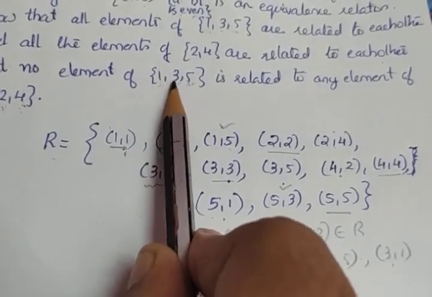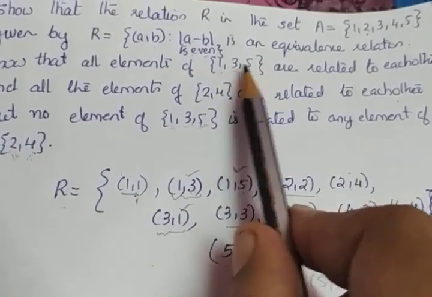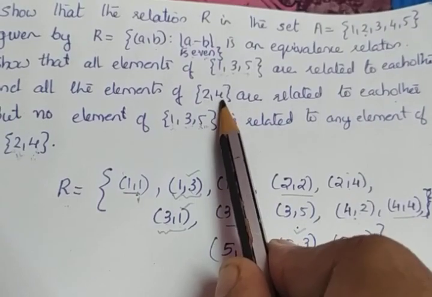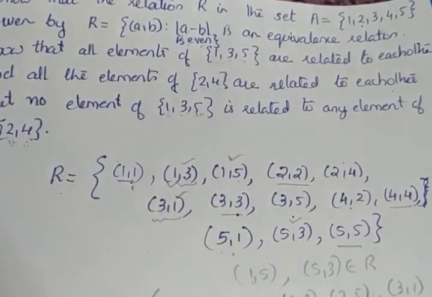That means 1, 3, 5 is not related to 2, 4. But 1, 3, 5 are related to each other, 2, 4 are related to each other, and 1, 3, 5 is not related to 2, 4.